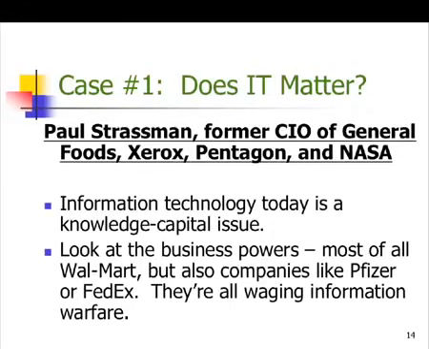In terms of this guy here, he was a former CIO, Chief Information Officer, for General Foods, Xerox, the Pentagon, and NASA. He says information technology today is a knowledge capital issue, and that's a pretty good point. His contribution to this entire case study was more like, it's capital. It's how modern-day businesses think about competitive advantages, which is how I started out this lecture to begin with.